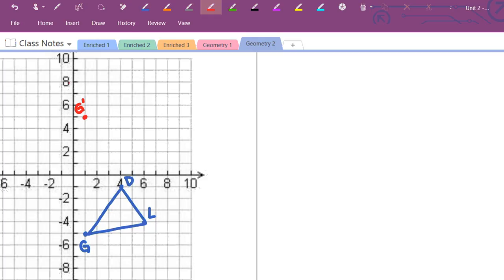Marlene, which other point do you want to give? Okay, what's the coordinate on L prime going to be? Perfect, go over 6, up 4, and label that with L prime. And then our next one, Mitchell, what's D prime going to be? Okay, go over 3, up 1, and that's D prime. And I'm going to label.